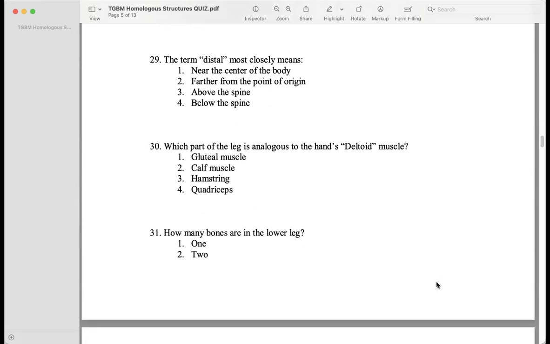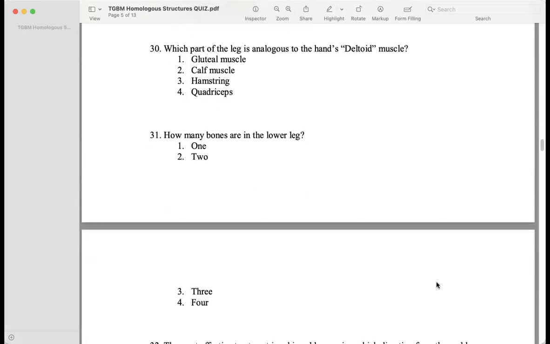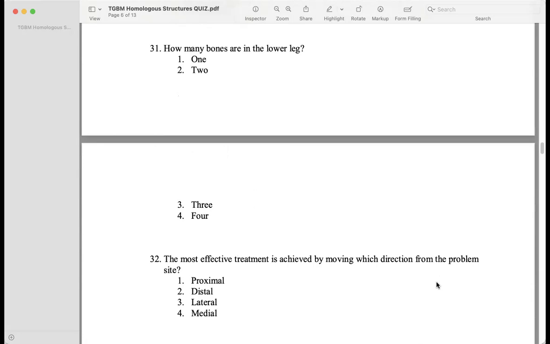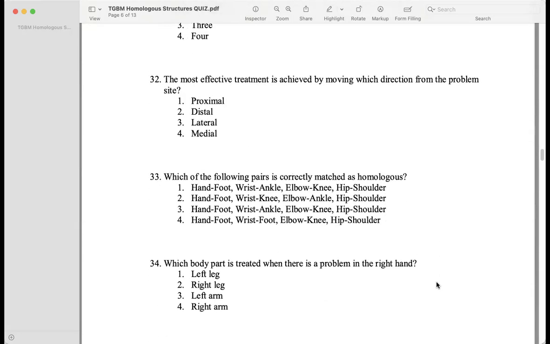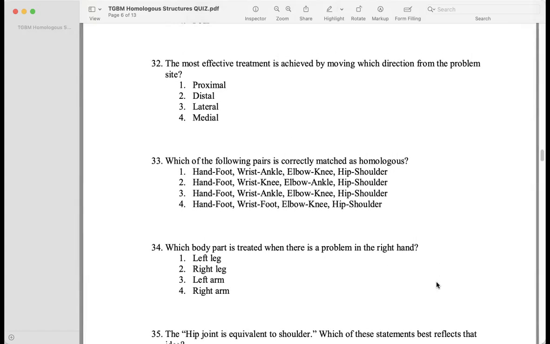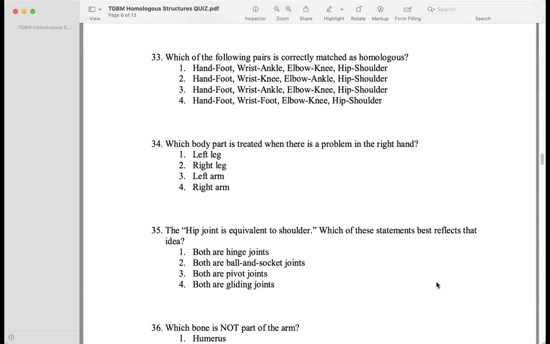The term distal most closely means? Farther from the point of origin. Which part of the leg is analogous to the hand's deltoid muscle? Gluteal. How many bones are in the lower leg? 2. Where are the others? Treatment is achieved by moving which direction from the problem site? Distal.